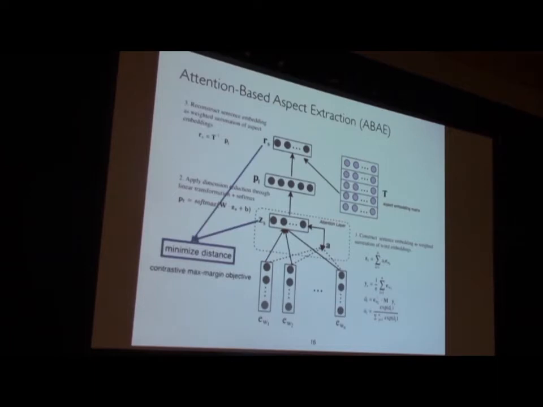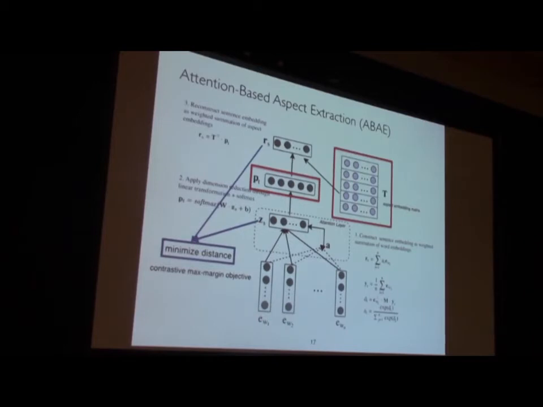The training objective of our model is to minimize the reconstruction error. The basic idea is just to minimize the cosine distance between the reconstructed vector and the original sentence representation. For this purpose, we used a contrastive max-margin objective with negative sampling. You could read the details in our paper.